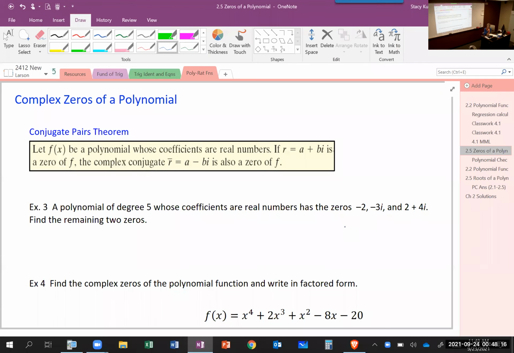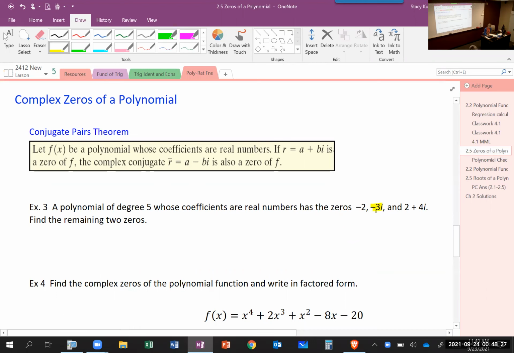Based on the conjugate pair theorem, everywhere that I have an imaginary number, I'm going to write its conjugate. So at -3i, I would also have a positive 3i. And at 2 plus 4i, what is its conjugate? What's the conjugate of 2 plus 4i? 2 minus 4i.